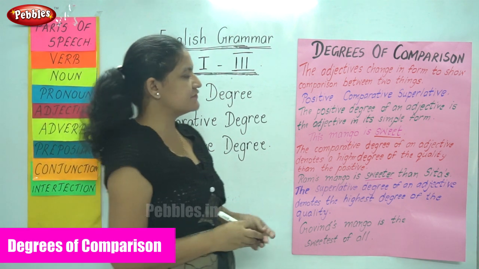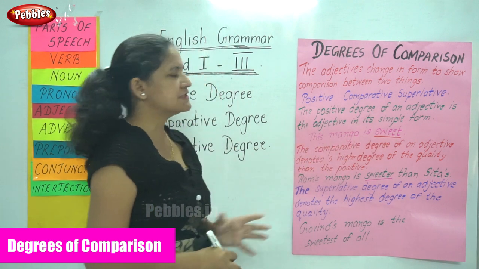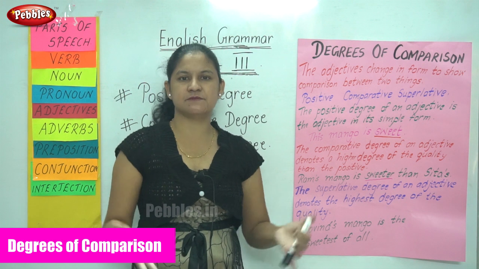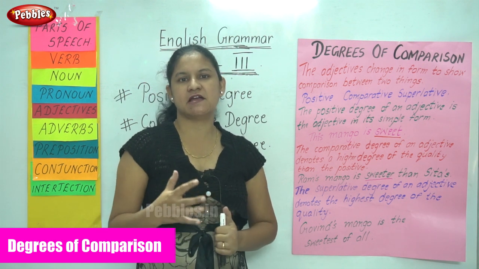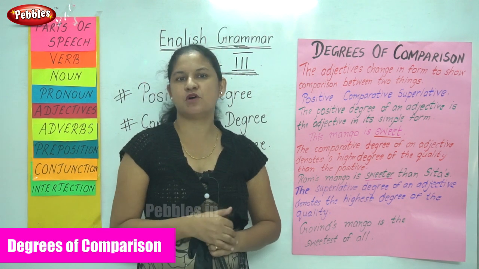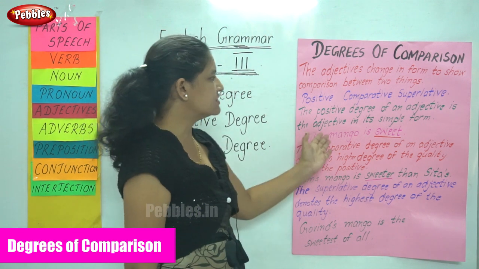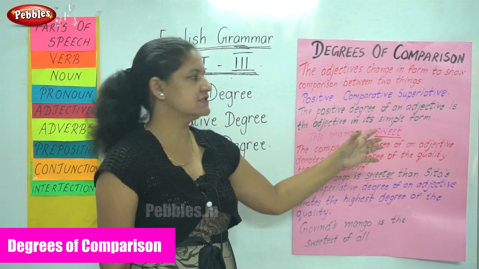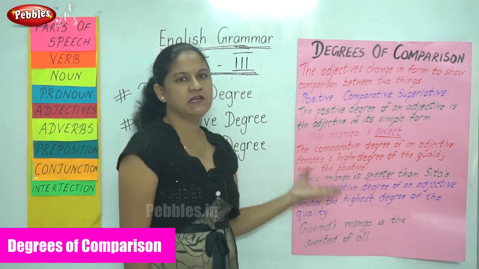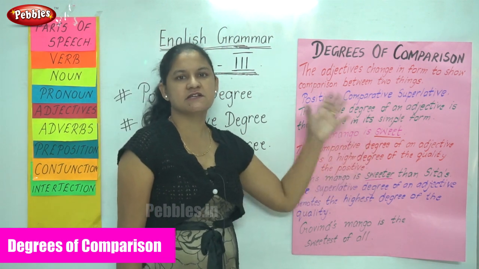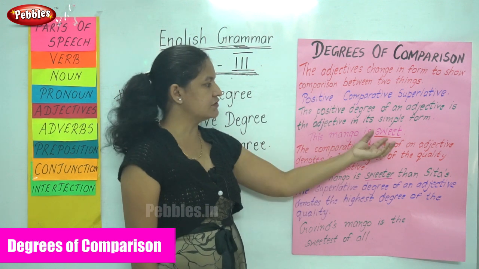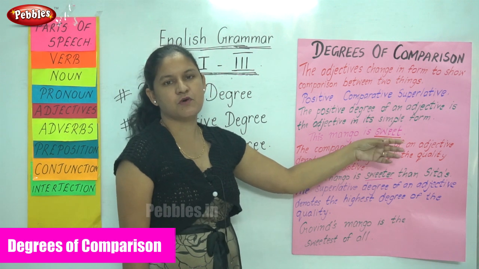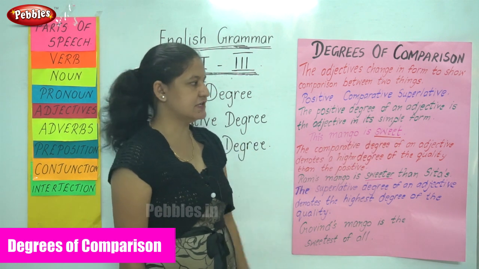The positive degree of an adjective is the adjective in its simple, normal form. Then we say that the adjective is in its positive degree. Example: this mango is sweet. So how is the mango? The mango is sweet. The positive adjective is sweet.